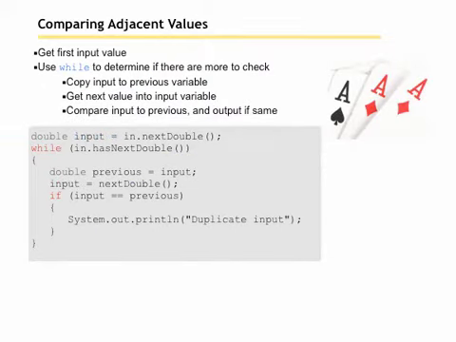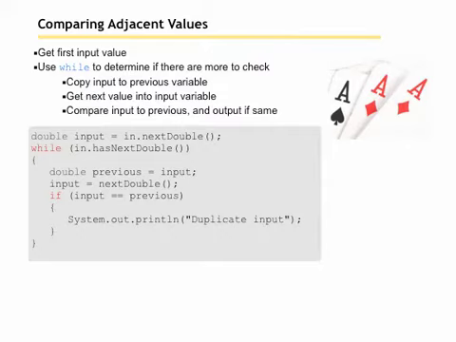Comparing adjacent values. If we're comparing adjacent values, we get the first input value, and then we compare it to the next input value, and so on, comparing just those two that are right next to each other. We use the while loop to determine if there are more to check, and we copy the input. We have to make sure that we move the current input into our previous so that we can keep advancing as we get more input.